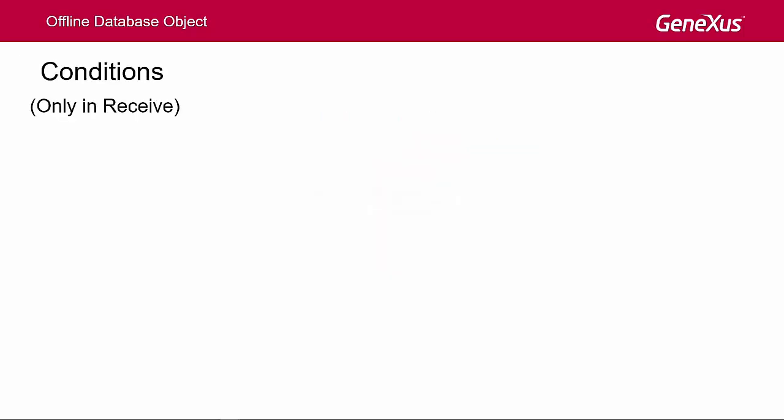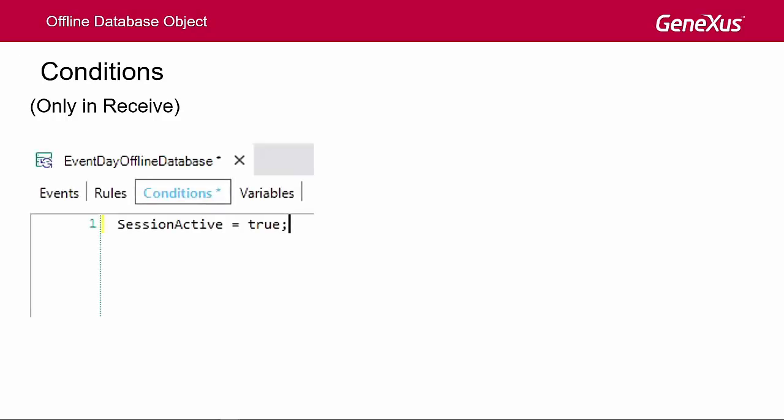Conditions are used, just like any other GeneXus object, to define filters over the data. They are only used in the receive operation. Filters are applied to the server tables to know which data is sent to the device. This implies that the data in the local database can be a subset of the data in the server database. In addition, that there are no records of a specific table in the device.